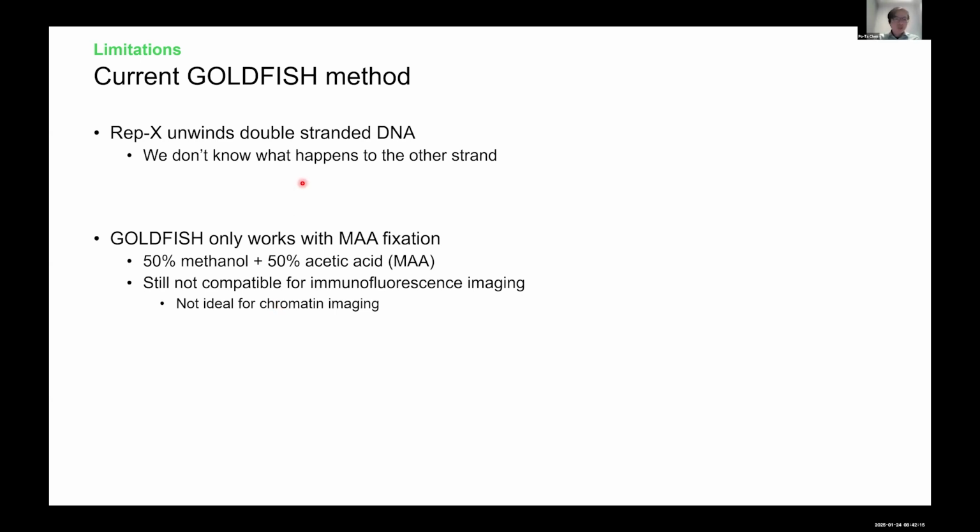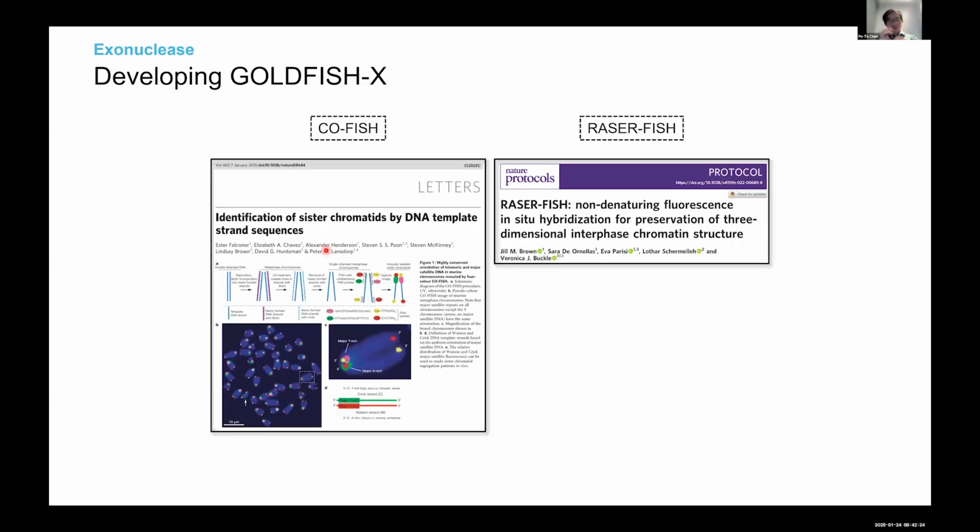So our goal is to see if we can solve these two problems in our next generation of DNA FISH method. When I looked into this problem, I was quite inspired by two previous works which utilized exonuclease as a mechanism to generate single-strand DNA for probe hybridization. So I asked if we can try to use exonuclease to create single-strand DNA. Essentially, can we replace the helicase in the GOLDFISH protocol?